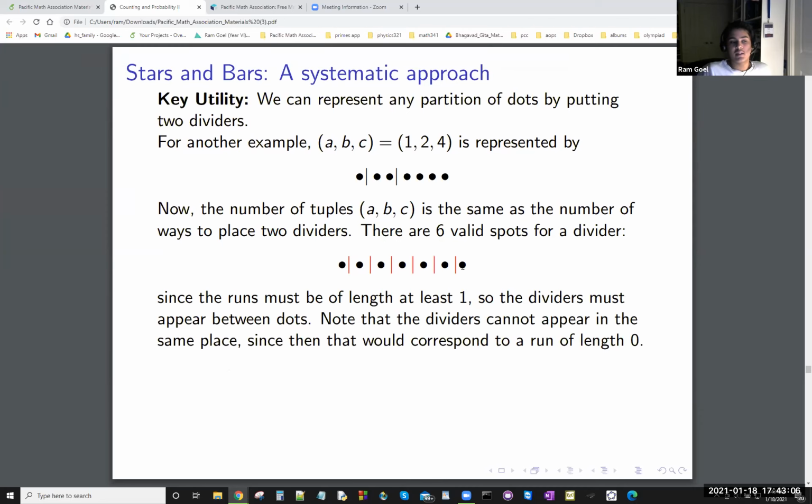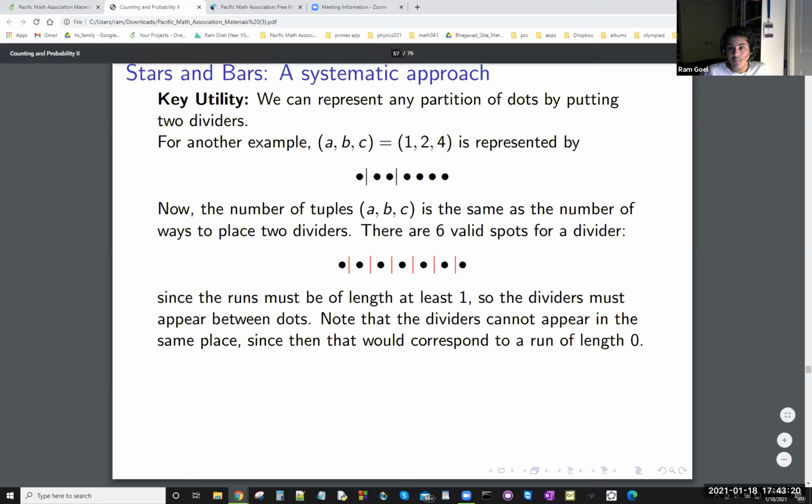Because let's say we put the divider at the rightmost and the leftmost red spots, that would correspond to 1, 5, 1. Let's say you told me one of the possibilities is 3, 3, 1. 3, 3, 1 would correspond to putting one divider right here and one right here, because that would be 3, 3, and 1.